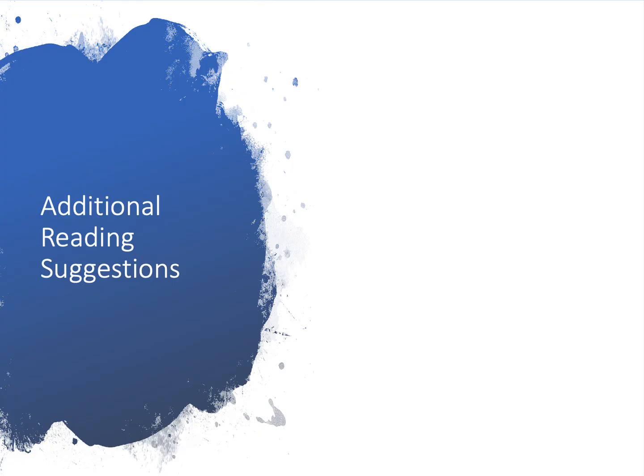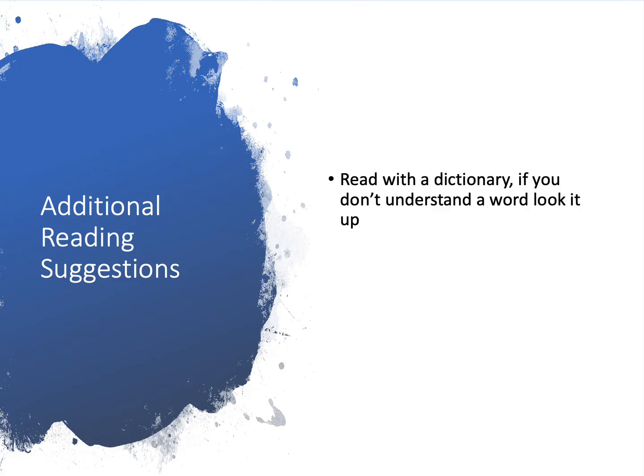Additional reading strategies. I always read with a dictionary. If I don't understand a word, I look it up and then I write what the definition is in the article. Because a lot of times if I gloss over words, then I'm not understanding what the content actually is for that paragraph or for that section. And really, when you read with a dictionary, you're also increasing your vocabulary, which is really fun.